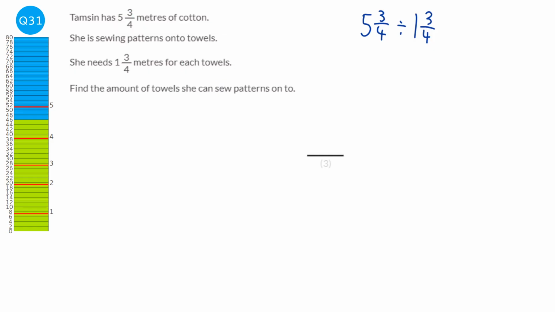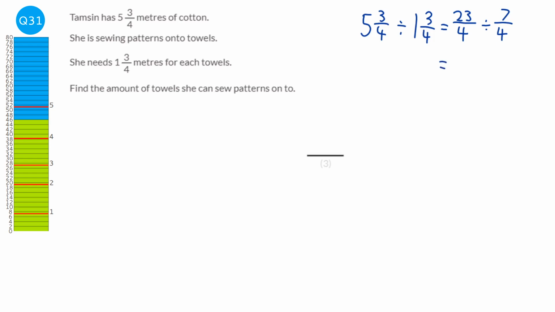So first thing we're going to do is convert them to top-heavy or improper fractions, because at the moment they're mixed numbers and we can't divide or times if they're mixed. So we times the 5 by the 4 and add it to the top, which will be 20, and then add the 3 to the top, 23, and then do the same. 1 times 4 is 4, plus the 3 on top is 7 over 4.